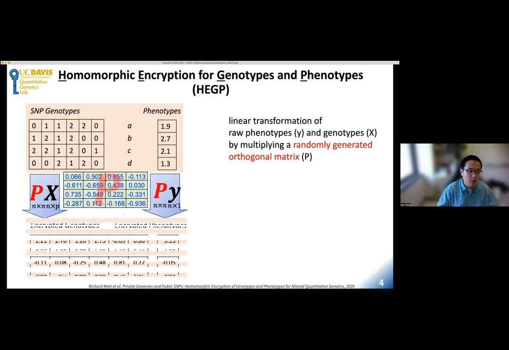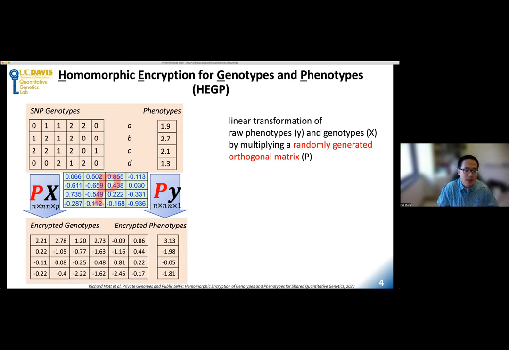And then what we are going to get are encrypted genotypes and encrypted phenotypes. From this kind of small example, we won't be able to tell the relationship between the original genotype and the encrypted genotype, or the original phenotype and the encrypted phenotype. One thing I mentioned is that P is an orthogonal matrix. That means P transpose P is equal to an identity matrix. That's the definition of an orthogonal matrix.